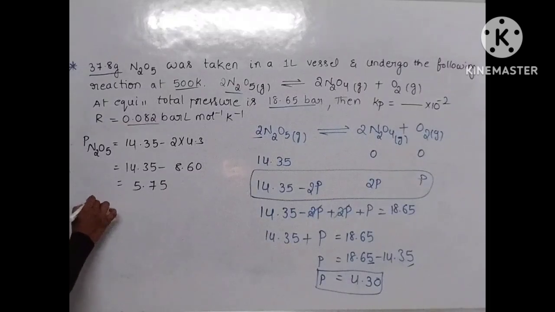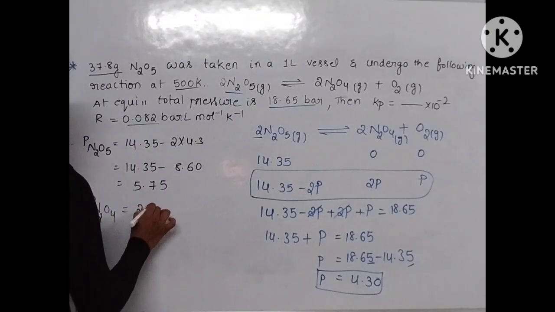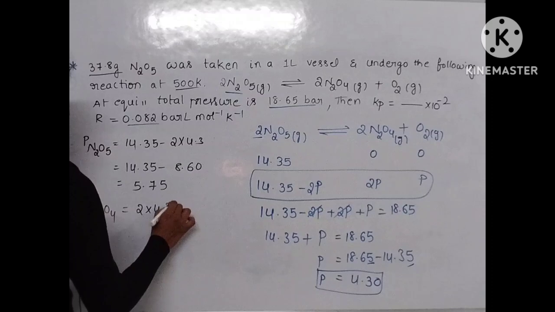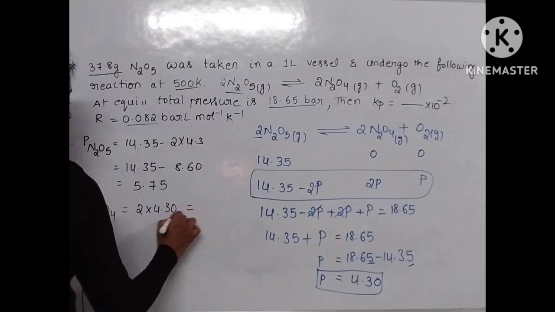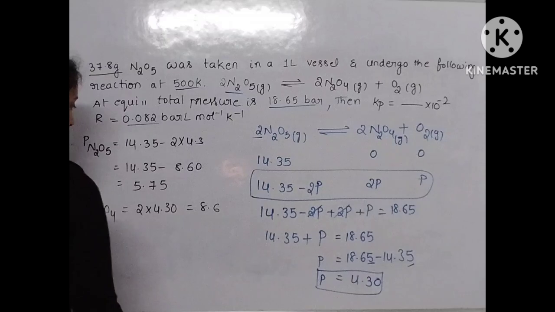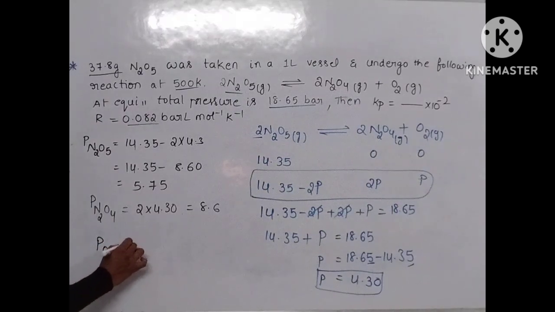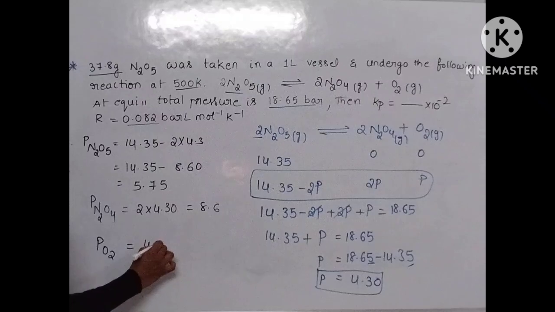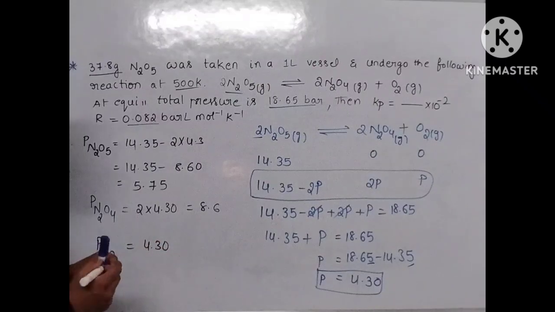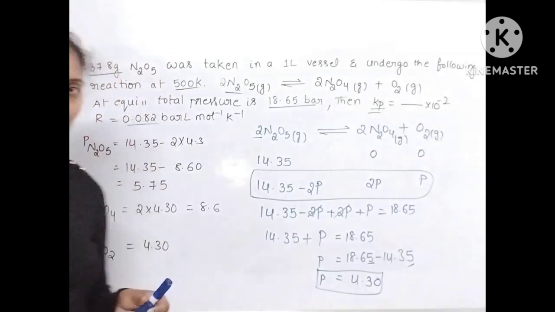Next, the pressure of N2O4 you can take as 2 into 4.30. Two 3s are 6, so 8.6 bar. Next, the pressure of O2 equals, as it is, 4.30. So then you need to go on to calculate the Kp value.